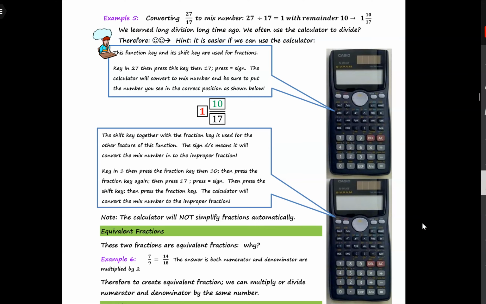Hello everyone. In this video, I would like to go over the concept of converting a mixed number to an improper fraction and an improper fraction to a mixed number using the calculator. The previous video somehow got cut off, so I just want to continue with that video.